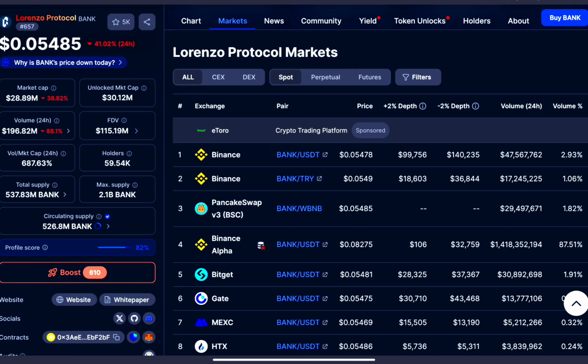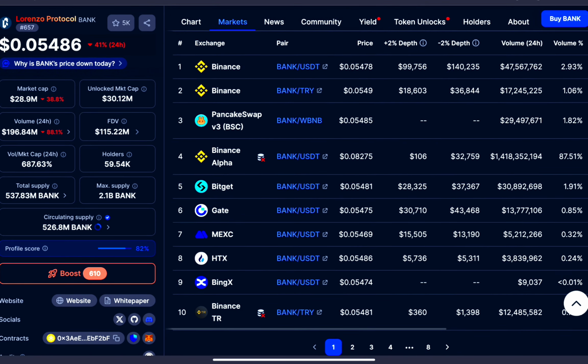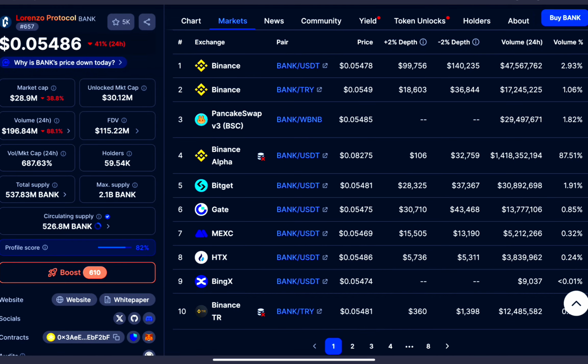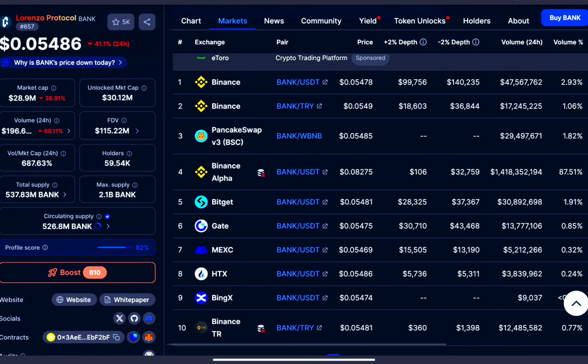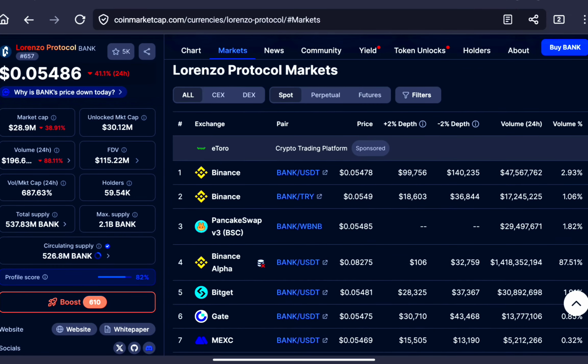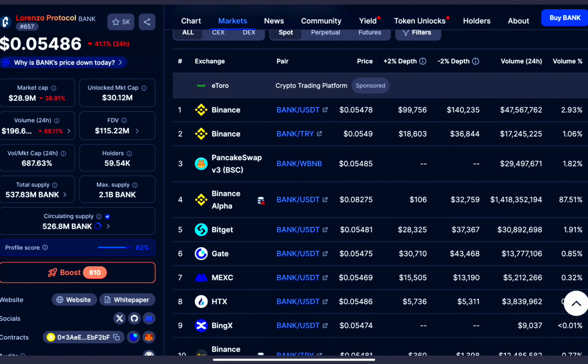So looking at the markets right here, I can see very clearly that the most expensive place right now we can find this token is on HTX, right? The token is called Bank. If you go ahead and buy this token at one of the cheapest places, which I can look at over here, I think it's Gate.io. Oh, sorry, it's MEXC, right?